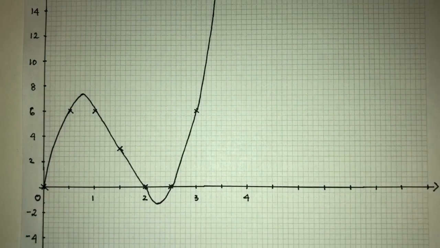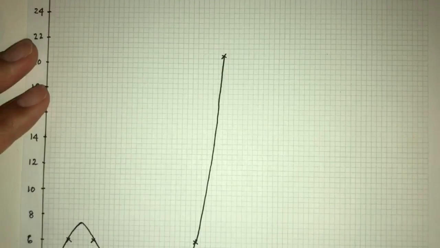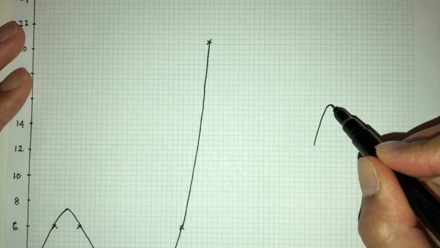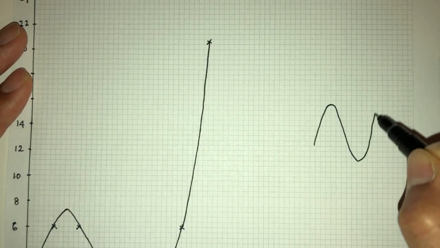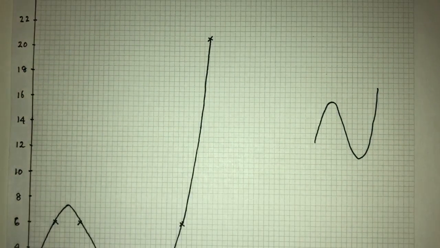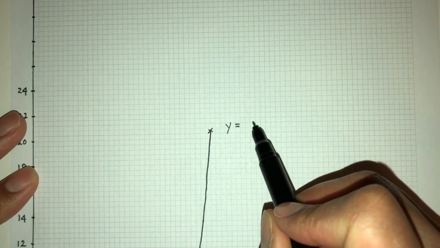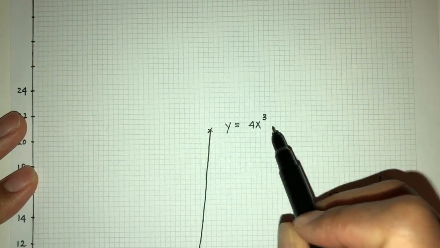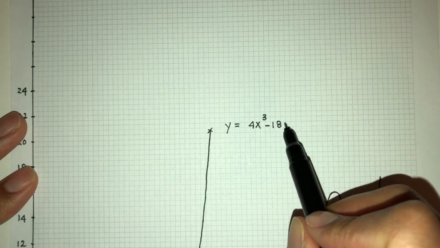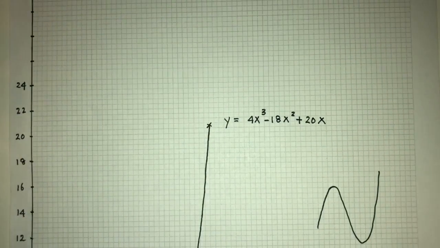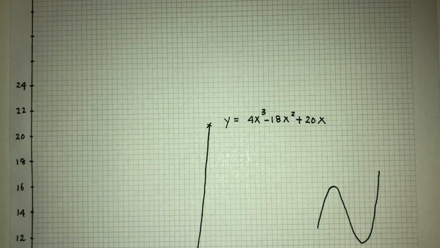I mean, it is okay. It is not the best shaped curve, but the idea here is it should be somewhat like this. A smooth curve, somewhat like this. Okay, so it should be in this shape. And of course, you have to label the curve y equals 4x cubed minus 18x squared plus 20x. That will be your answer for question part 2.